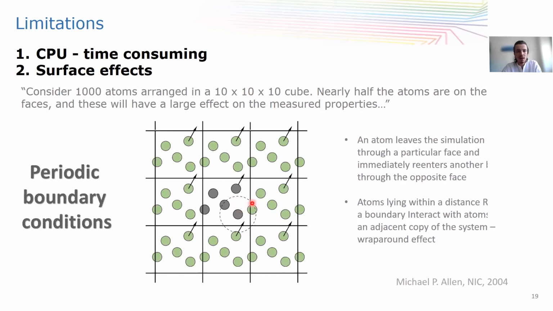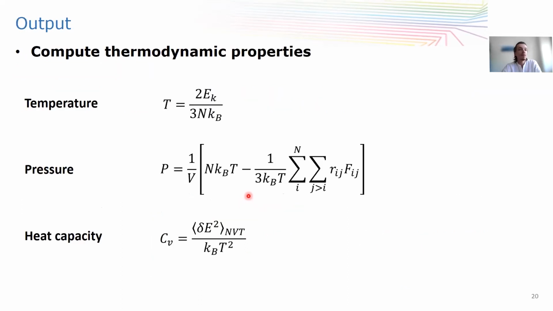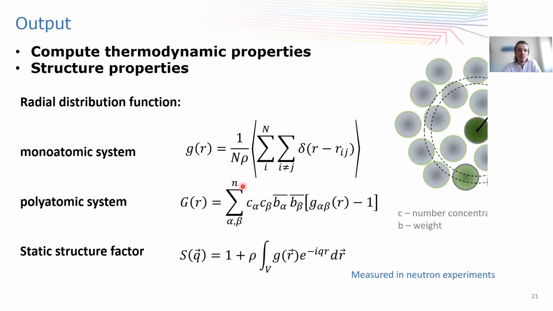Let's talk about the outputs we can get from it. We can, for example, compute thermodynamic properties like temperature, pressure, and heat capacity, but for us, it's more important to get structure properties, like, for example, the radial distribution function. As you remember, it was mentioned in the talk of Moritz in February this year in scattering theory 3, I guess. We can calculate this radial distribution function for monatomic or polyatomic systems, or we can even calculate the static structure factor, which we measure in neutron experiments and compare to our neutron data.